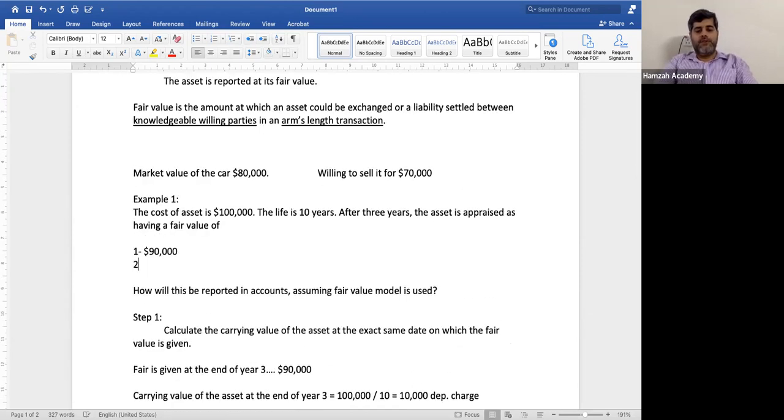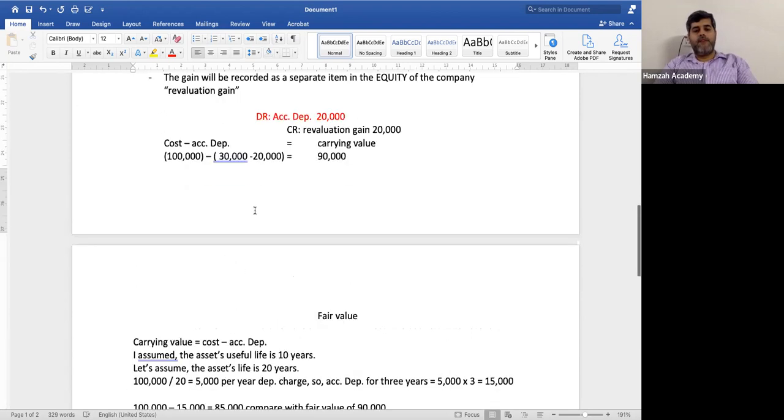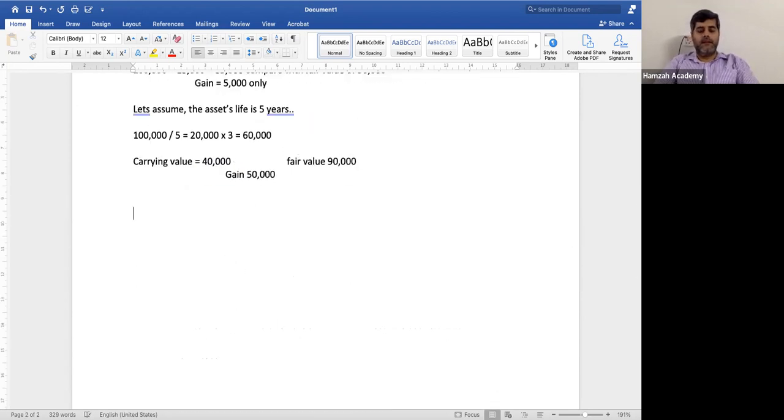Now, option 2, the fair value is at 110,000. Technically, the carrying value is something we have already calculated at 70,000. The fair value is 110. So the revaluation gain is 40,000.